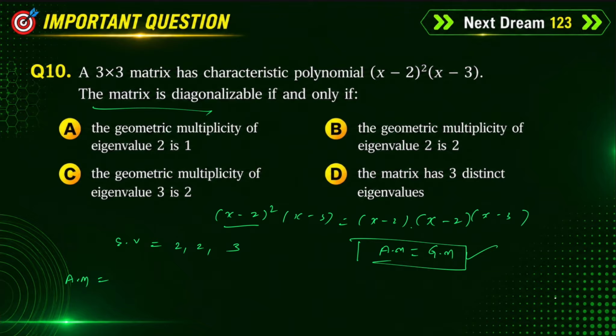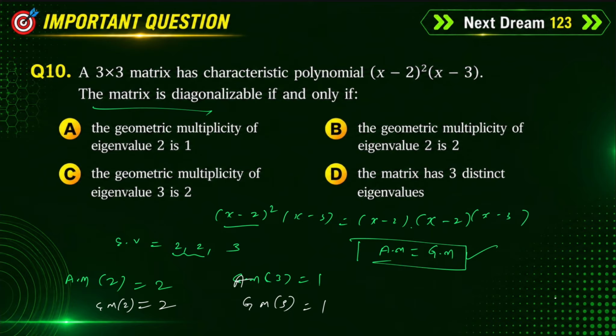Here, the eigenvalue 2 is repeated 2 times, so its algebraic multiplicity is 2. For eigenvalue 3, the algebraic multiplicity is only 1. The matrix is diagonalizable if and only if the geometric multiplicity of 2 is the same as its algebraic multiplicity, which is 2. For 3, the algebraic multiplicity is only 1, and the geometric multiplicity also is only 1.